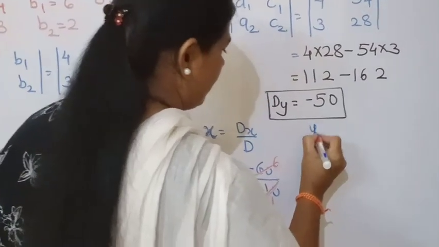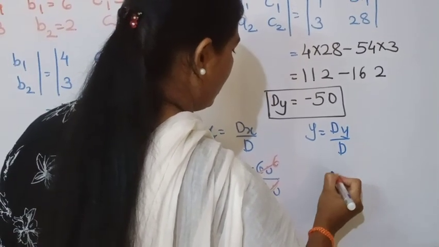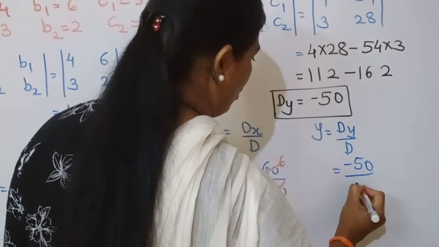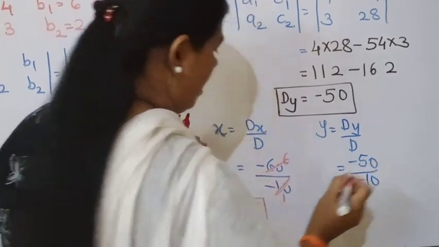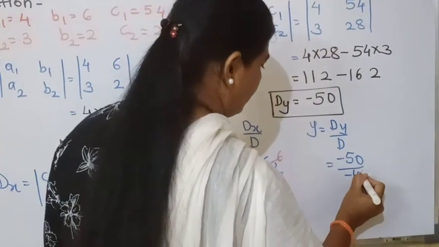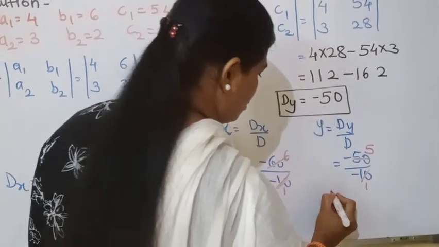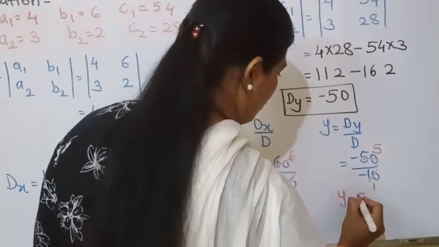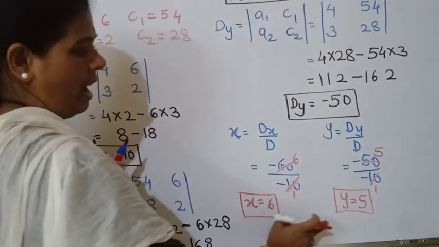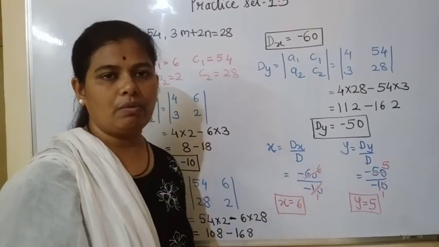Now we will find y. y equal to dy upon d. The value of dy is minus 50. The value of d is minus 10. Again here, the minus minus sign will get cancelled, and that will be 10 ones are 10 and 10 5s are 50. So you will get y equal to 5. So x equal to 6 and y equal to 5 is the solution of the given equations.